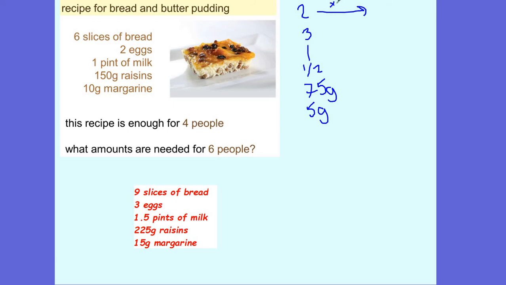I can then just multiply that by 3 to work out how much I need for 6 people, which will give me 9 slices of bread, 3 eggs, 1.5 pints of milk, 225 grams of raisins and 15 grams of margarine. You might have worked out how much it is for 1 person and then multiplied by 6. That also works.